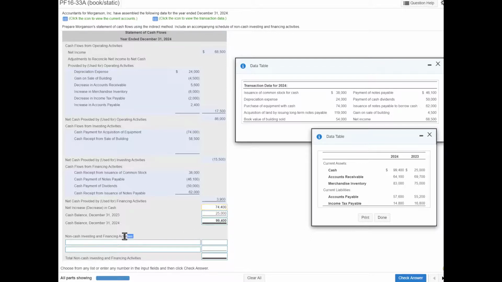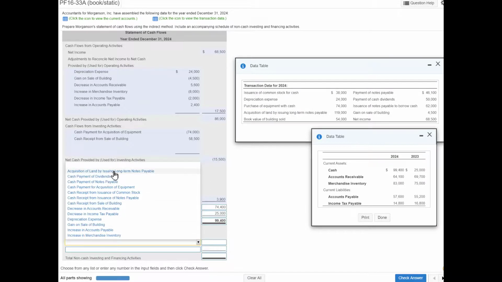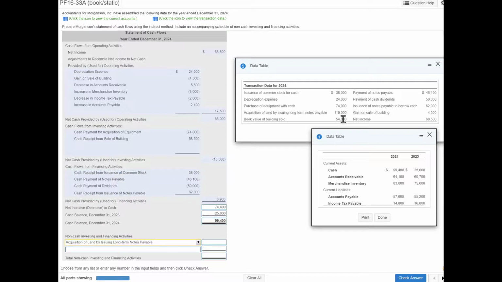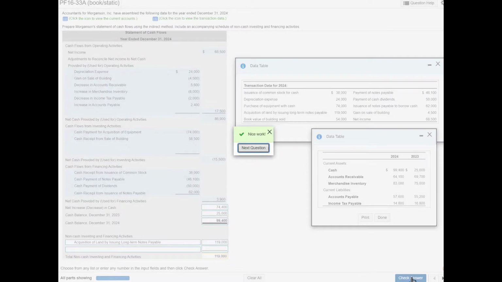And then the last thing we got is non-cash investing and financing activities. We got that right here. We acquired land by issuing long-term note payable. Acquisition of land by issuing long-term note payable, $119,000. Leave it positive. And that's it. There's no more of those. Now we can check our answer, and that's it.